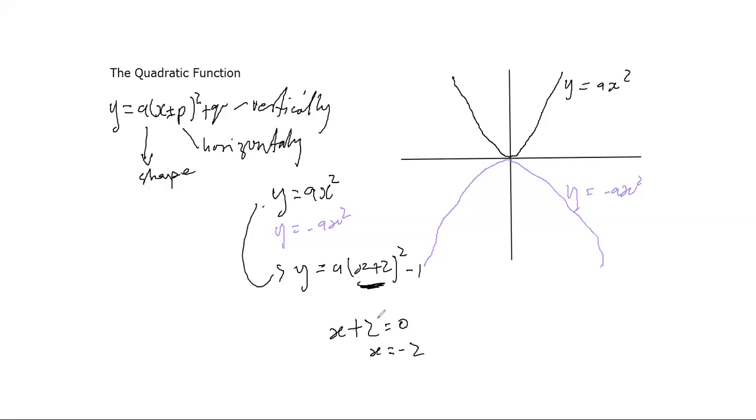Now, for you to see this, you will need to simplify this. So you're going to have to use FOIL. In other words, you're going to have to say a, and then if you use FOIL here, x squared plus 4x plus 4, minus 1, which simplifies to ax squared plus 4ax plus 4a minus 1, where 4a minus 1 is your constant term.